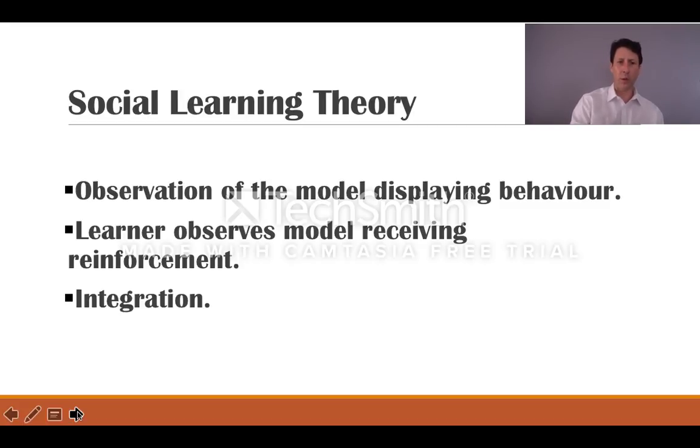Now, what the learner sees through the model receiving that reinforcement is they'll integrate that into their own behaviour with the expectation that they're going to receive that reinforcement as well. So basically, that's what social learning theory is: a peer or a colleague, a learner, copying those behaviours with the expectation at the end of getting that reinforcement themselves, so they integrate that into their own behaviours.